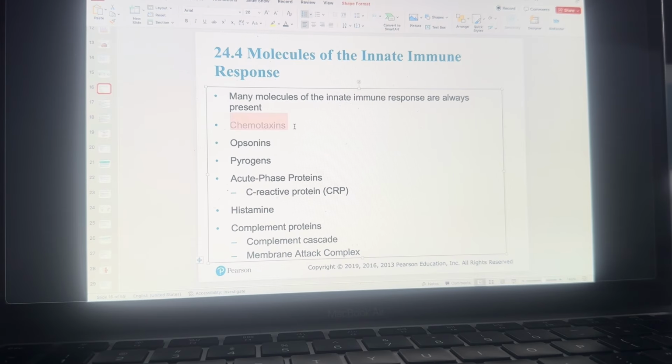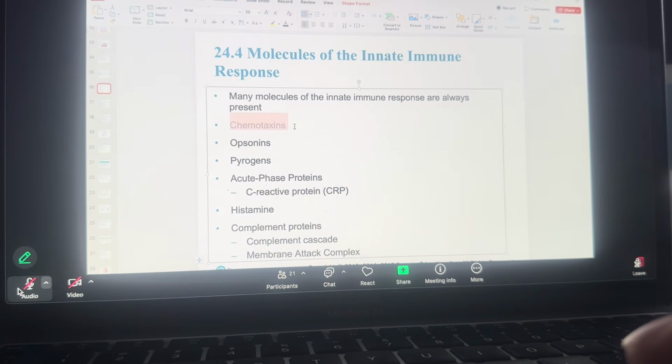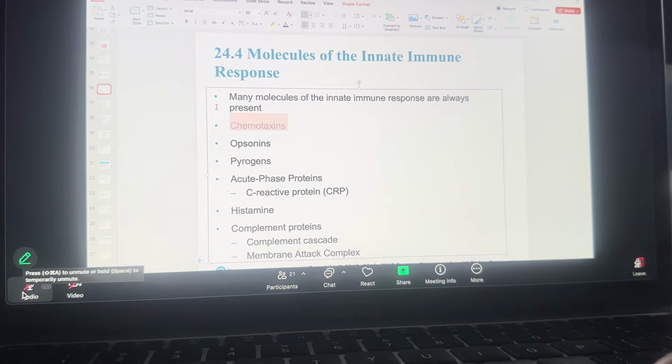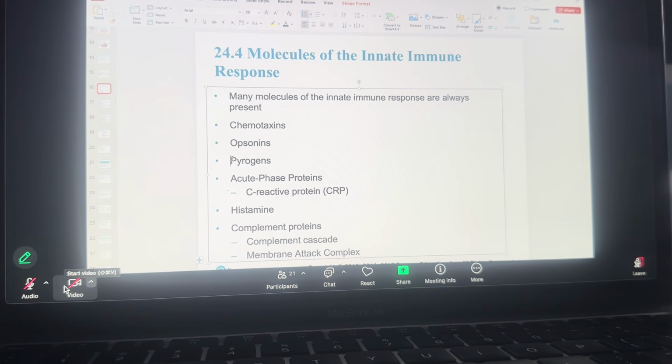Chemotaxins, what do chemotaxins do? You guys remember that? They allow the cells to move towards the chemicals, right? So chemical taxins. Opsonins, they mark certain antigens or bacteria for destruction. Pyrogens, they induce fevers, right? And histamines induce an allergic response, okay?